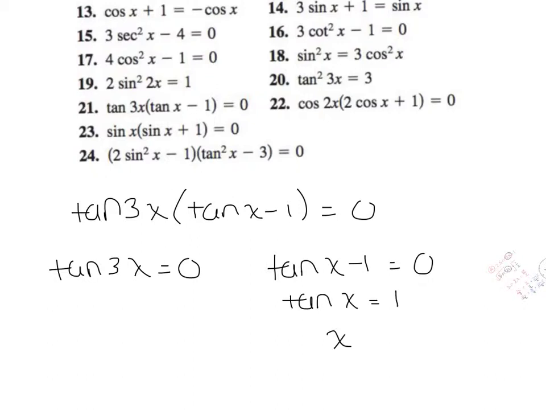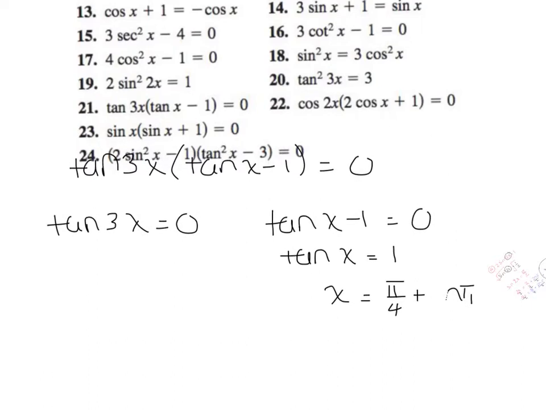Well, where does tangent equal 1? That happens at pi over 4. And if I'm including all possible solutions, that's plus n pi, not 2n pi. And tangent's also 1 at 5 pi over 4, plus n pi.